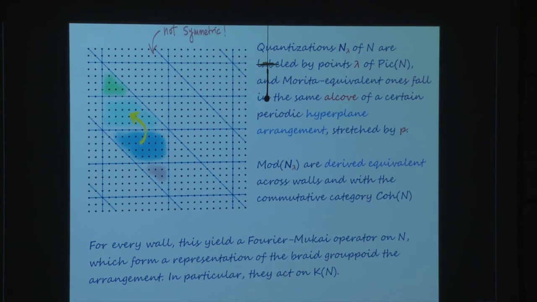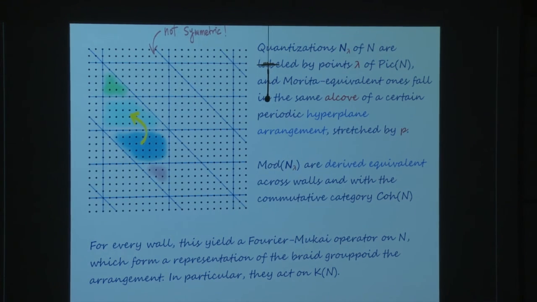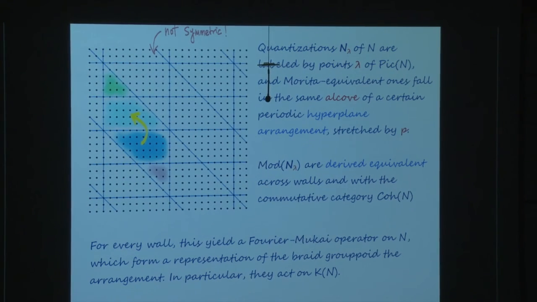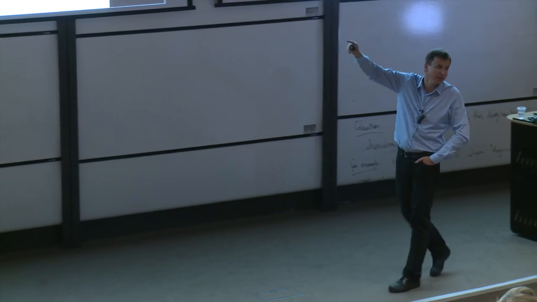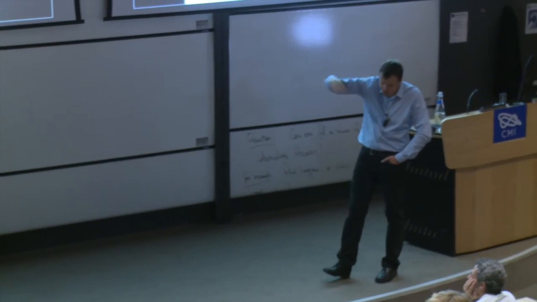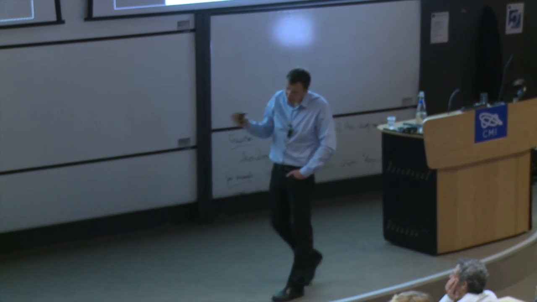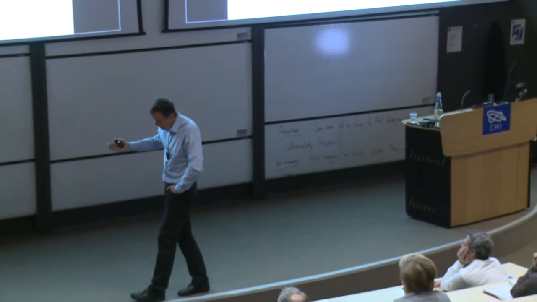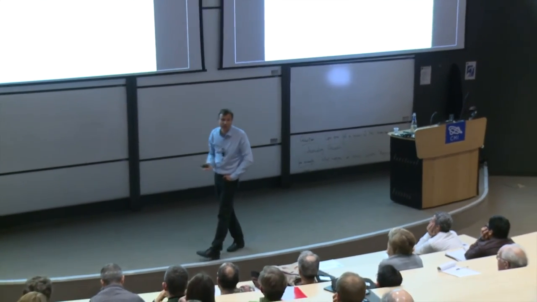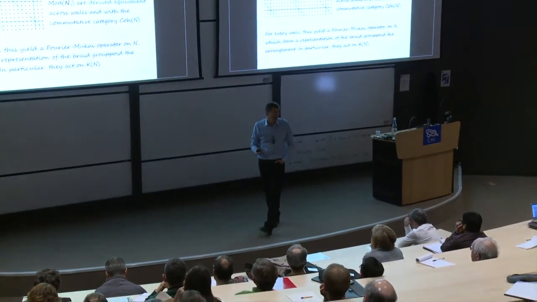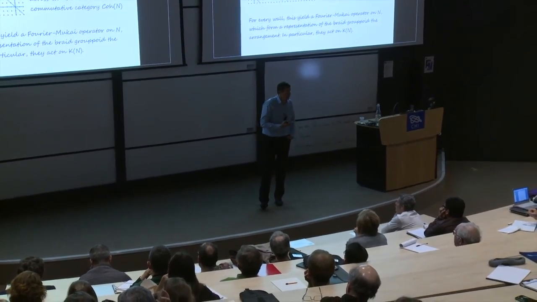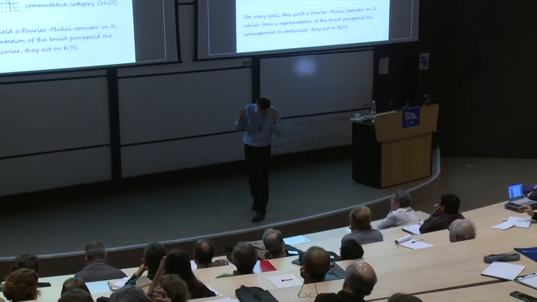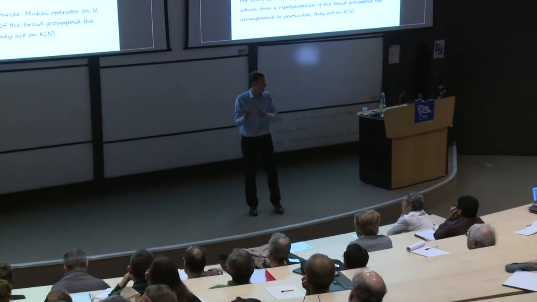And the point about this arrangement, the way I drew it, is that it's a periodic arrangement. At this point, we're supposed to compare and contrast it with an affine hyperplane arrangement for an affine Lie algebra. The comparison point is that they're both periodic.